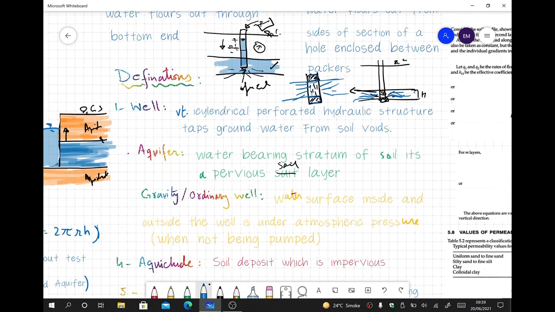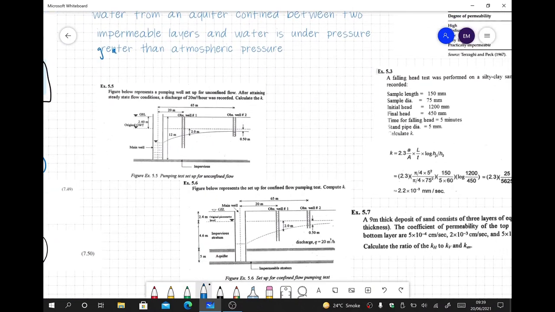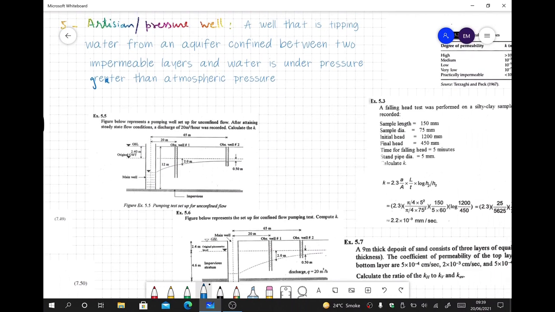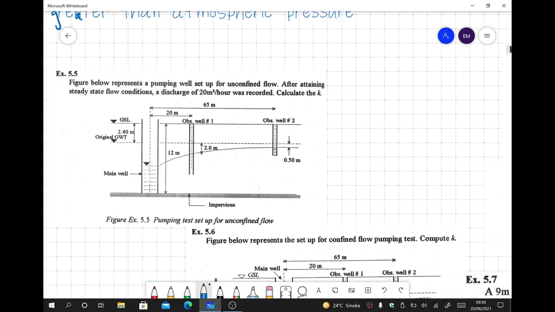So now coming to the numericals related to the pump out test. So this is a figure here, and I'll try to solve the numerical alongside the question. The question says that we have unconfined flow, that means it's an unconfined aquifer. After attaining the steady state, the following conditions are used. Discharge is 20 meter cube per hour. Calculate the permeability k. So that means small q is 20 meter cube per hour.